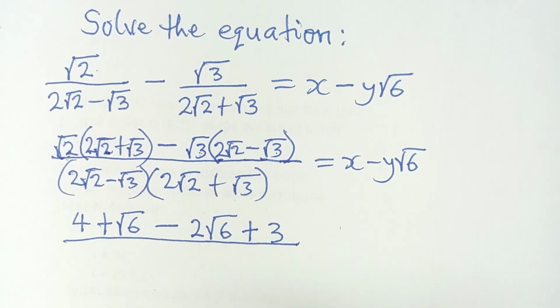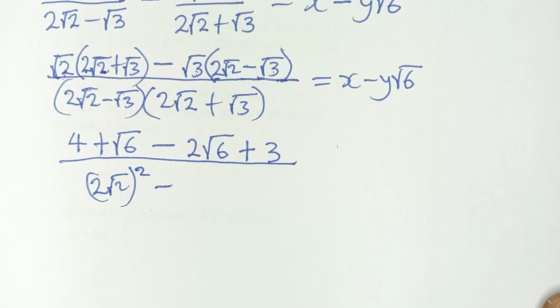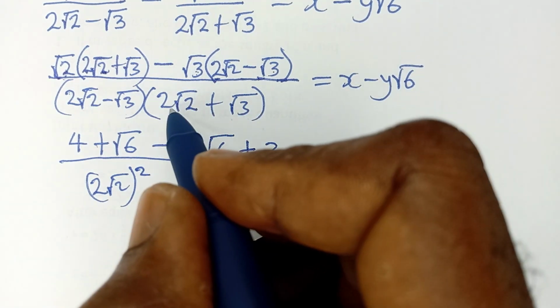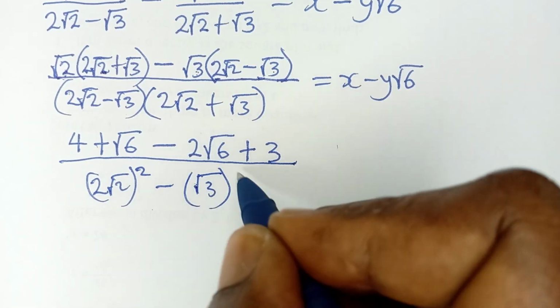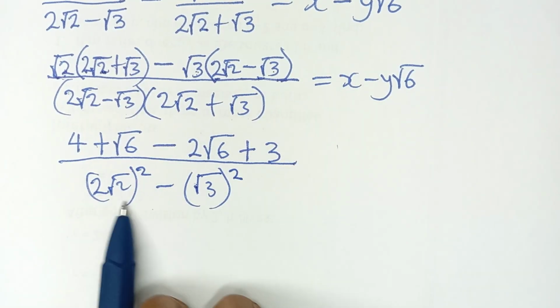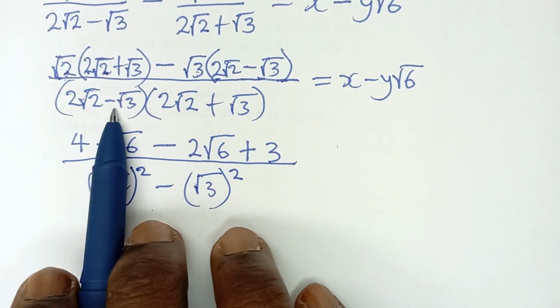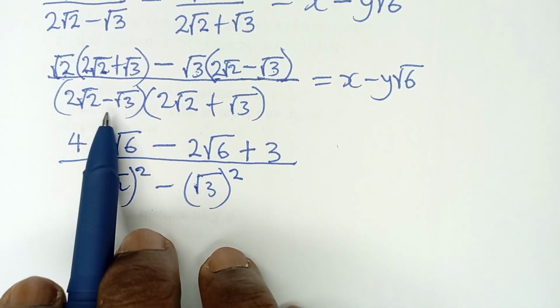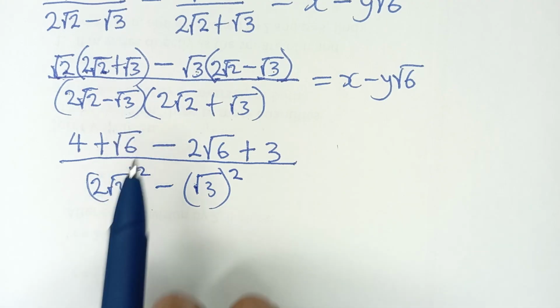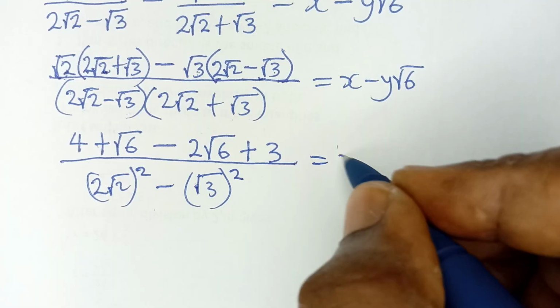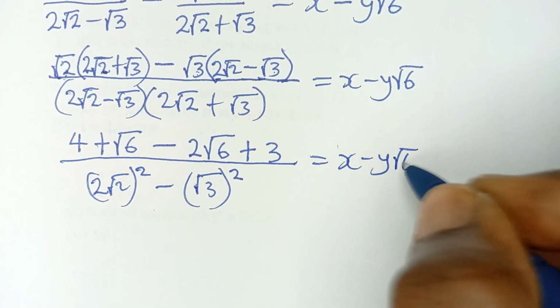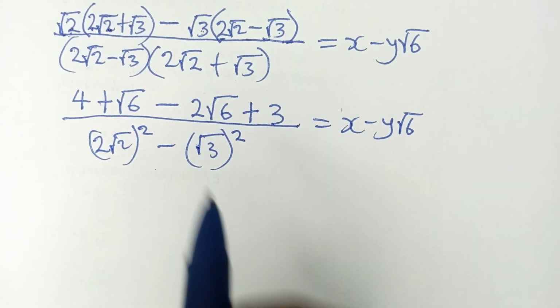So squaring this means 2 root 2 all squared minus the next term, which is root 3 all squared. So this is a short way to expand conjugates of surds. You square the first term minus you square the second term. Don't forget this short method of doing it. And then everything is equal to x minus y root 6. So let's simplify further now.